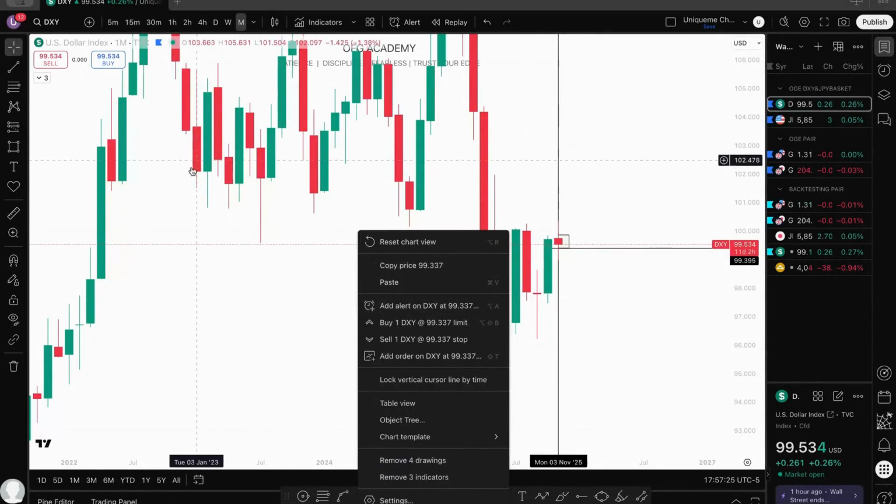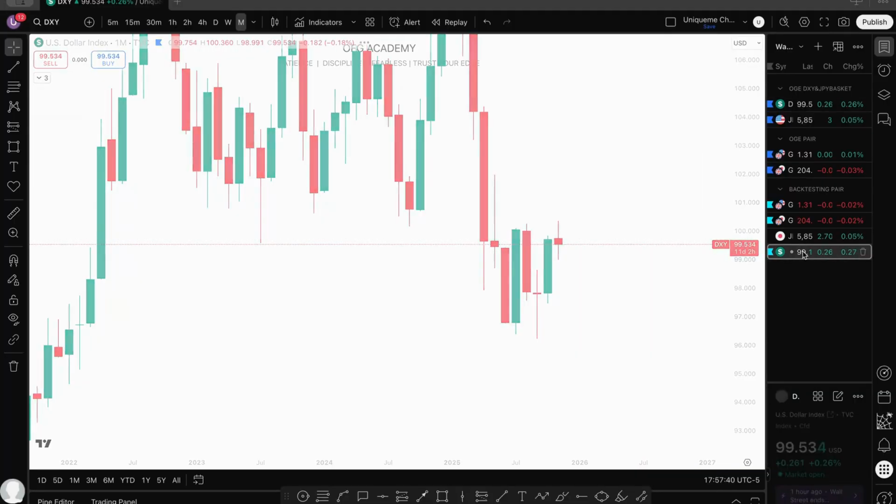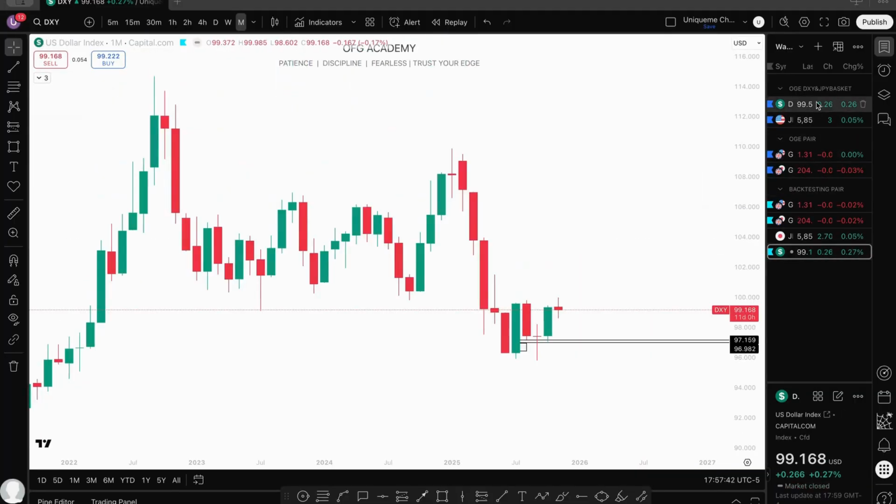So I'm doing a top-down analysis for the weekly buyers for 18th and 21st. I'm going to start with DXY. I'm only trading two pairs, that's GBPUSD and GBPJPY. I only trade two pairs in the market. Now, if you look at this DXY, right?